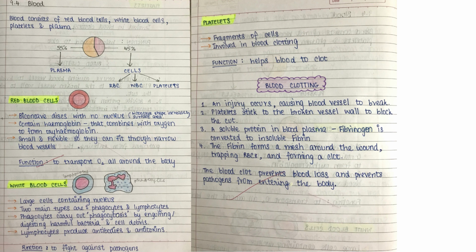White blood cells' main function is to defend against infection and fight against pathogens. White blood cells are comparatively larger than red blood cells, and white blood cells do have a nucleus. There are two types of white blood cells: phagocytes and lymphocytes. Phagocytes carry out phagocytosis by engulfing or digesting the harmful bacteria and cell debris. Lymphocytes produce antibodies and antitoxins.